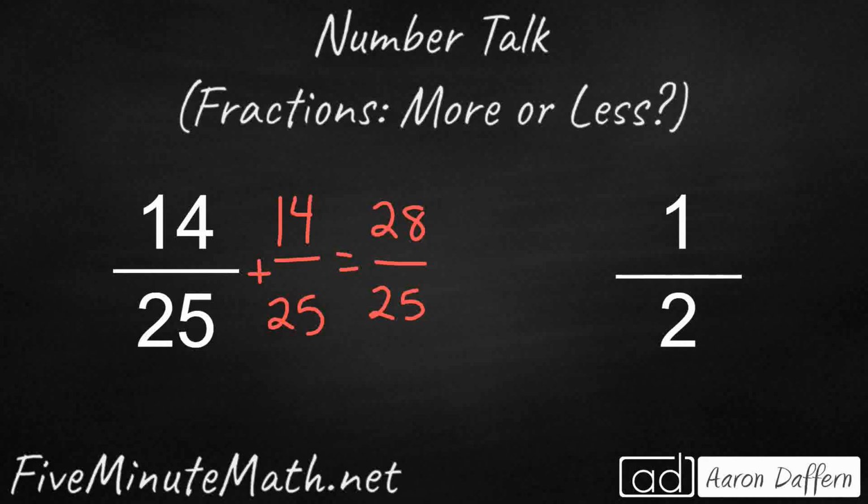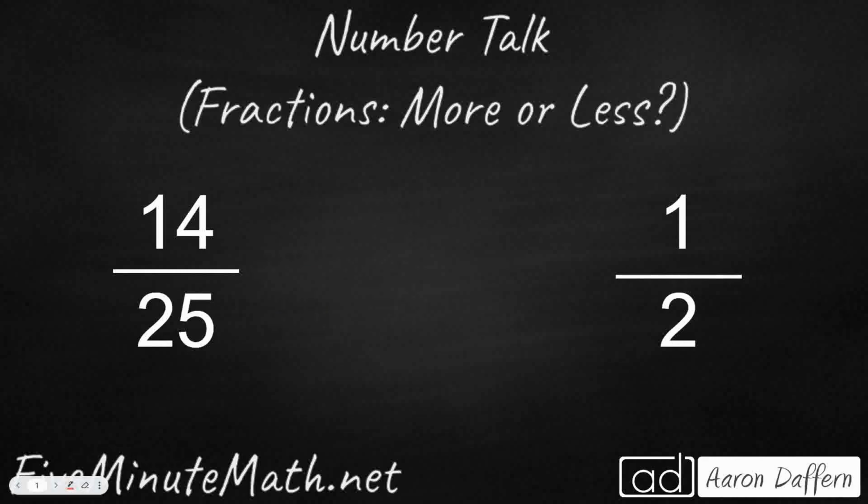Well, that's quite a bit bigger than 1, because if I double my 1/2, 1/2 plus 1/2 is going to make 1 whole, which is in this case 2 halves. So when I double 14/25, I get greater than a whole. Then this makes me think that 14/25 is probably going to be greater than 1/2. But how can I know for sure?